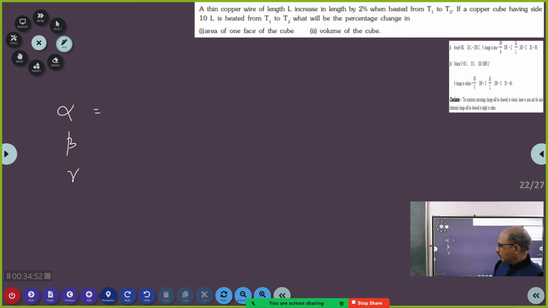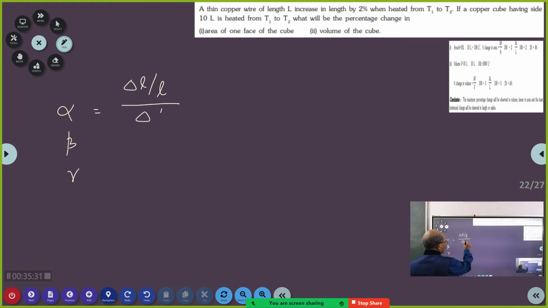Somebody who knows something, tell. Aryan, what is wrong with you? You are not even opening your mouth. Aniket, what is alpha? Alpha is delta L by L delta T. Anybody can define? Fractional change in length per degree rise in temperature. That is how we define alpha: fractional change in length per degree centigrade rise in temperature, right?